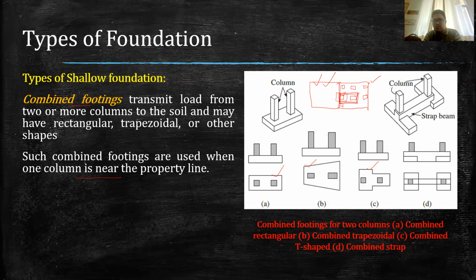I mean, as this footing is crossing this building line, which is not possible in any case. So in that case, what we have done is we have combined the footing of this column with this column.